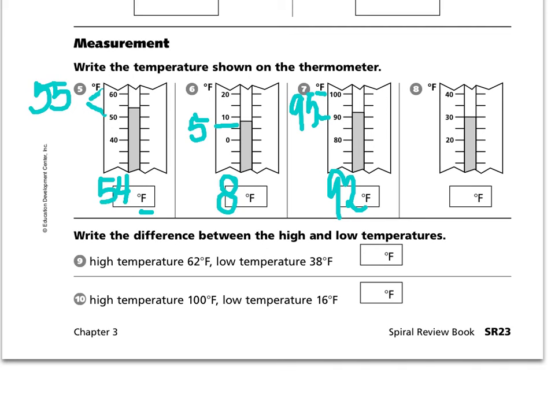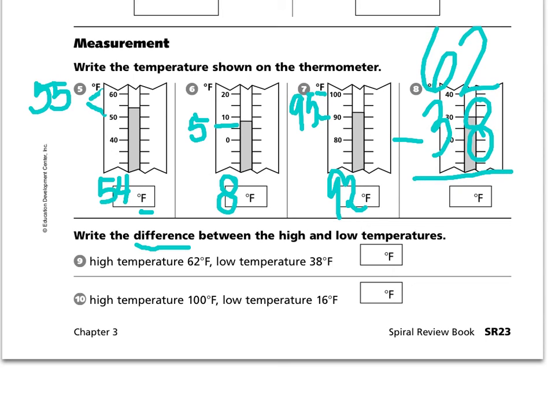For numbers 9 and 10, we need to write the difference between the high and low temperatures. I know that the word difference means to subtract. So I'm going to take the high temperature, which is 62, and subtract the low temperature, which is 38. So using this problem, I think you can find the answer. All you'll need to do is take 62 minus 38 to figure out the difference for number 9.